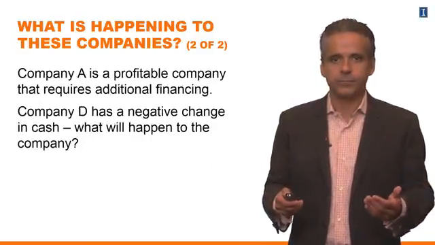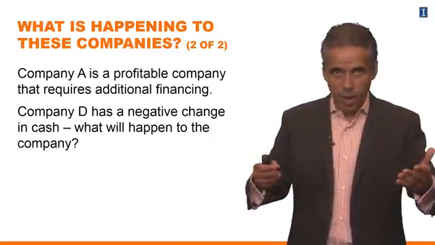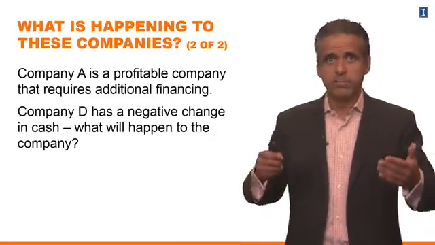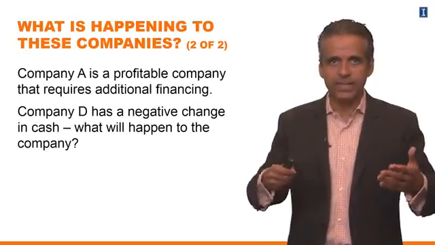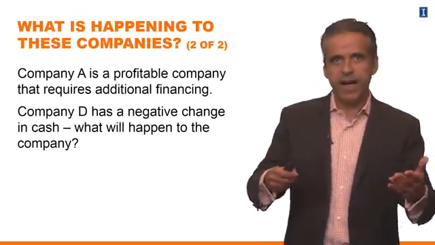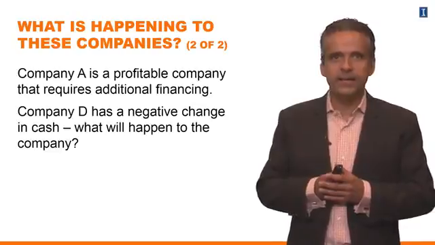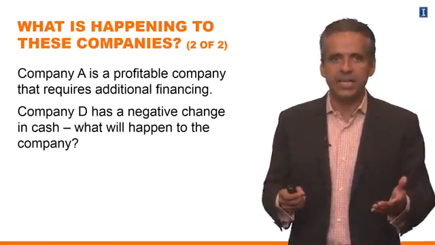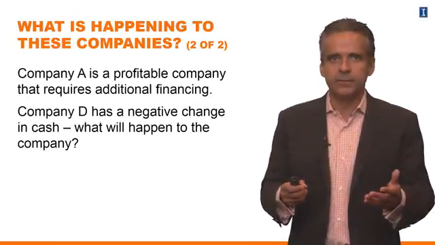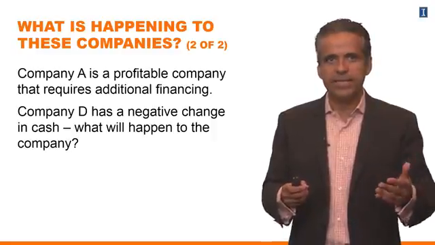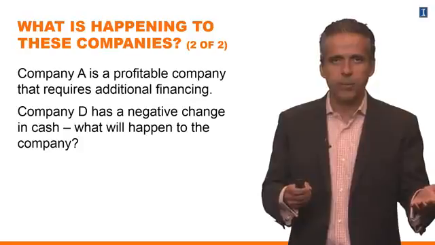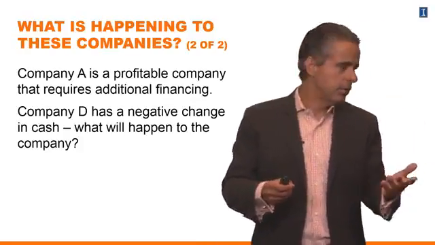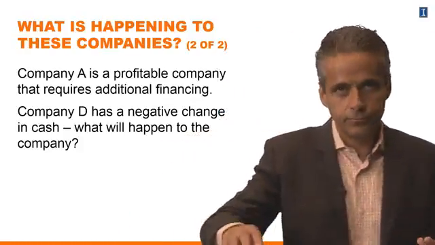Company A is a profitable company. How do we know? Because it's generating cash from operations, but it is also raising additional financing. And finally, if you look at company D, it has a negative change in cash. So in that year, company D did not generate any cash. It lost some cash. What will happen to the company? Is that bad?